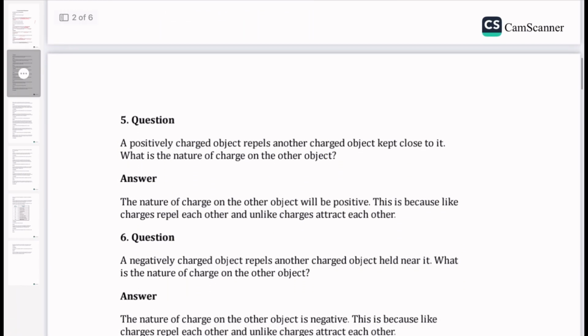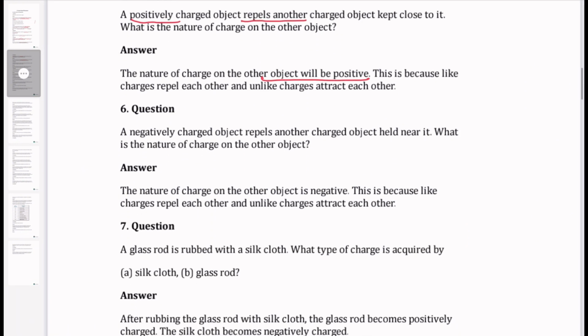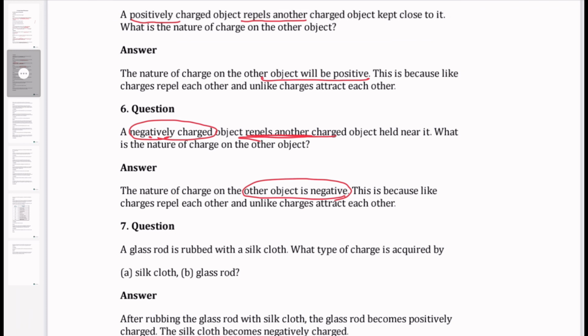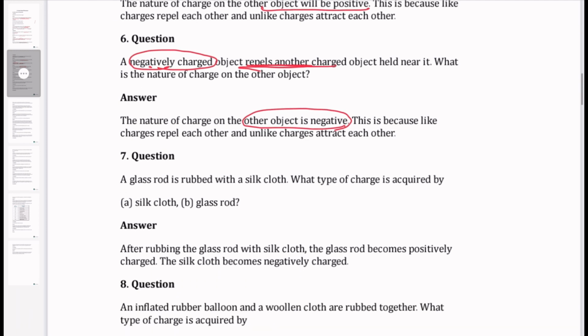Next question, a positively charged object repels another charged object. If it is going to repel, then both should have the same charge. So if the object is positive, the other object will also be positive. Only then will they repel each other. Then a negatively charged object repels another charged object. Here also it is going to repel another charged object, so if it is negatively charged, the other object should also be negative. Only then will they repel each other, by the property that like charges repel each other.